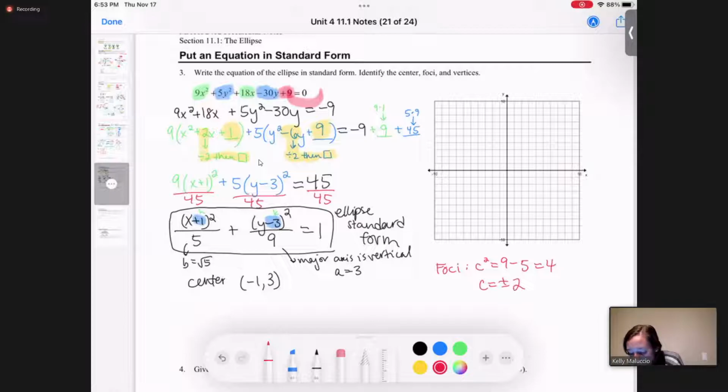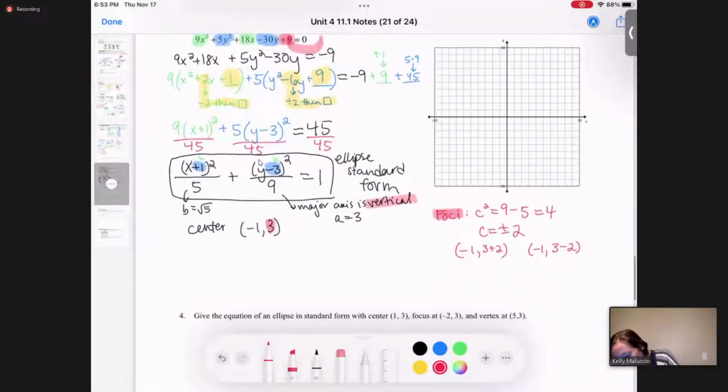And so we need to take the center, which is (-1, 3). And remember, because it's vertical, we're going to add the c to the y. So the foci are (-1, 3 plus 2) and (-1, 3 minus 2), which is (-1, 5) and (-1, 1). Okay, so those are our foci points.